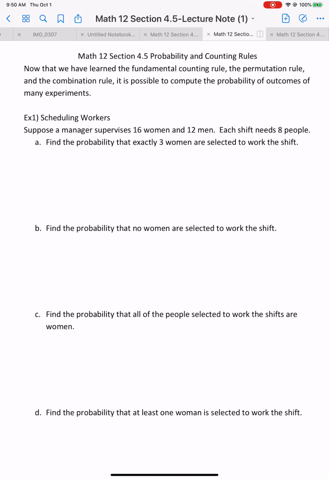5 probability and counting rules. So now we have learned the fundamental counting rules, the permutation rule, the combination rule. It is possible to compute the probability of outcomes of many experiments. Okay, scheduling worker. Suppose a manager supervises 16 women.